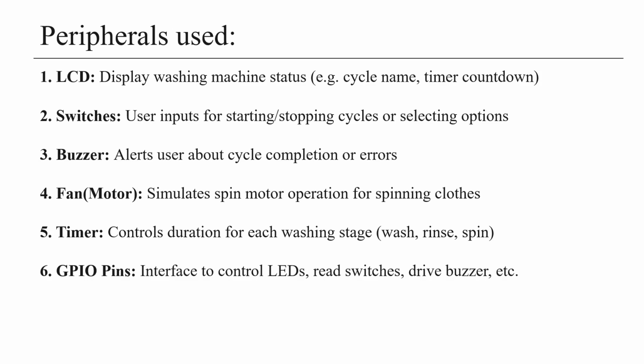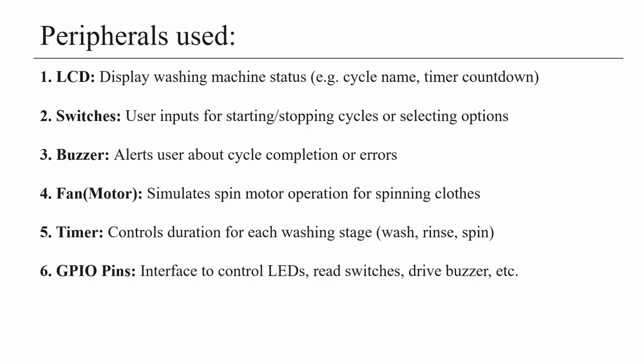Now the various peripherals used are the LCD, which is used for displaying the machine status, like the status of which program is currently running and the timer countdown. Second is the switches. They are basically used for providing inputs like start, stop, cycles, or selecting certain options. Then the buzzer. It alerts the user about the completion of a particular cycle or if any error occurs. Then the fan or a motor. It simulates the spin motor operation for spinning the clothes.